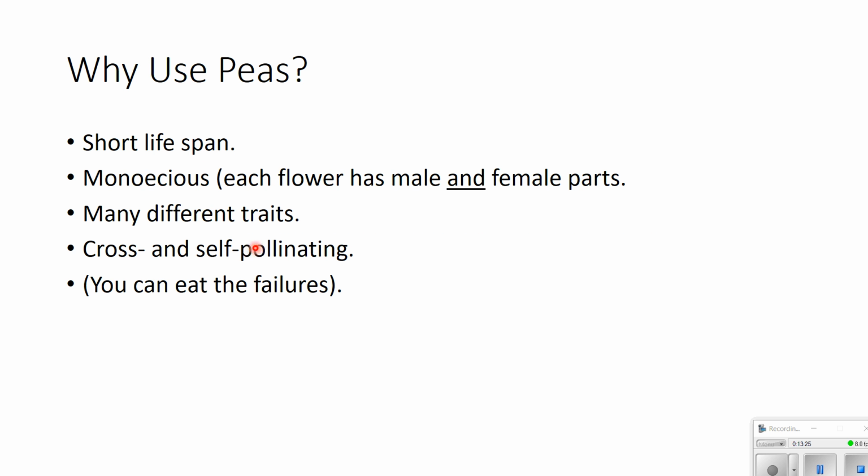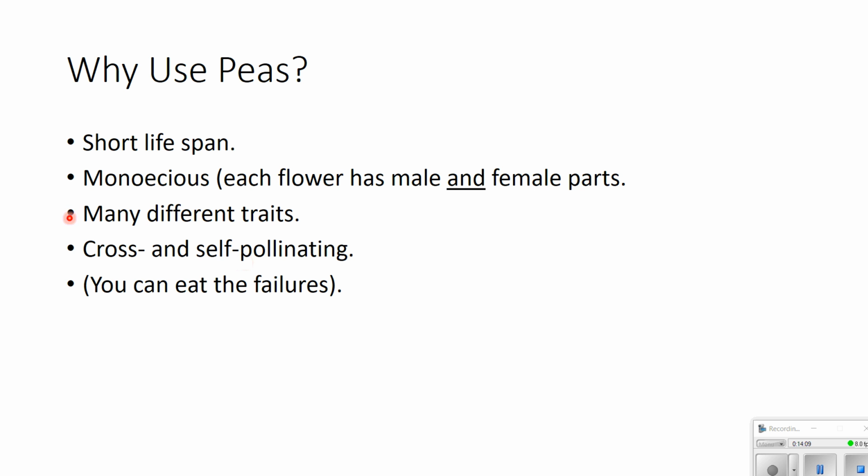Now you might think, why in the world would he choose pea plants? Peas make an excellent choice for genetics research because they have a short lifespan. It only takes a few months for a pea plant to reach maturity. Pea plants are monoecious, which is a fancy way of saying that both male reproductive and female reproductive parts are present on the same plant. In fact, they're on the same flower. Every flower, every bloom on a pea plant has both male and female parts. Pea plants are capable of cross-pollinating or self-pollinating. I'll explain that in a moment.